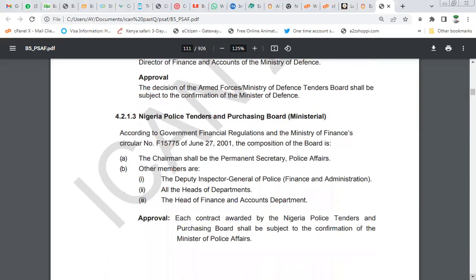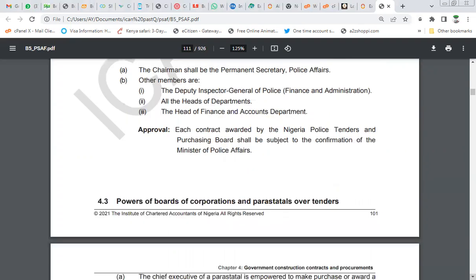We have the Police Tender Board and Purchasing Board, which is also ministerial. And if you look at the approval, you see that each contract awarded by the Nigerian Police Tender Board, Purchasing Board, shall be subject to the confirmation of the Minister of Police Affairs. So just look at their composition also.